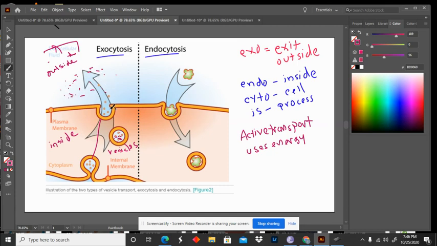This happens in pancreatic cells. The pancreas produces insulin, and the insulin has to be released out to the bloodstream. This also happens in nerve cells, with neurotransmitters like serotonin and dopamine. Those are neurotransmitters that neurons produce, and they are released into the synapse, and then they go to other cells to transmit signals. That is exocytosis. It exits out of the cell, and it uses energy, and it uses a membrane.